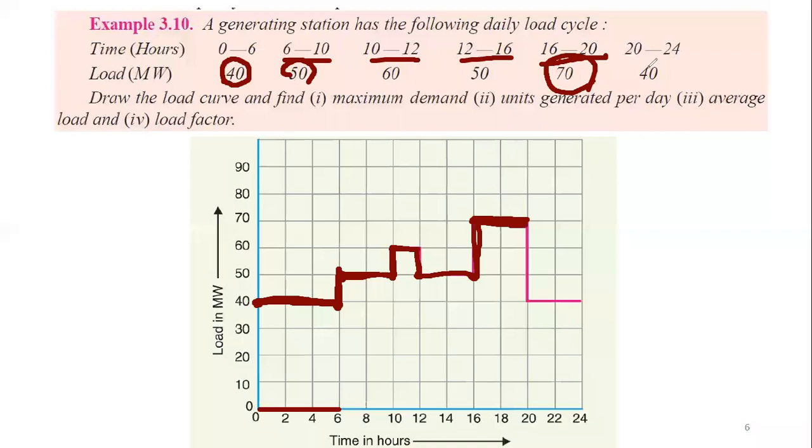Finally, we get that 20 to 24, that is 40 megawatt. Joining with the previous diagram, we get the load curve. So this is the load curve of the overall day, throughout the 24 hours of that particular power station.